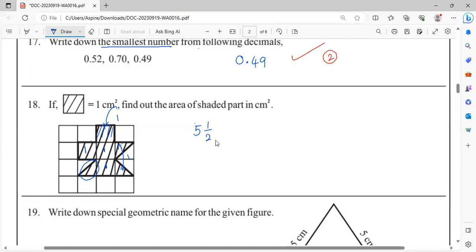Okay, that means 5.5 square centimeters. Or in another way, you can write 5.5 square centimeters.